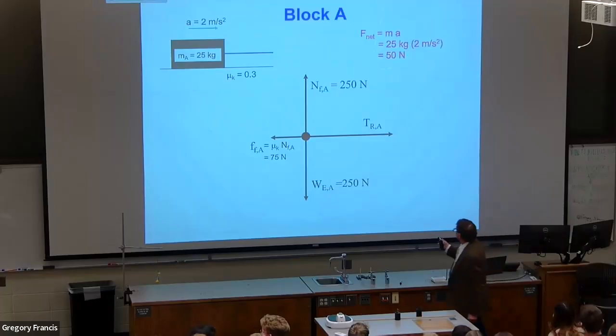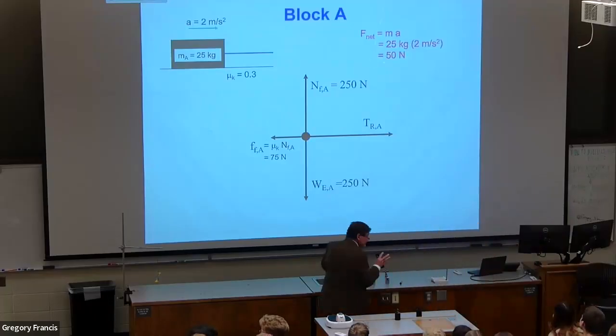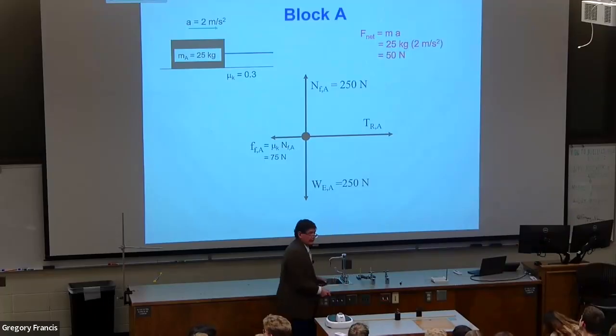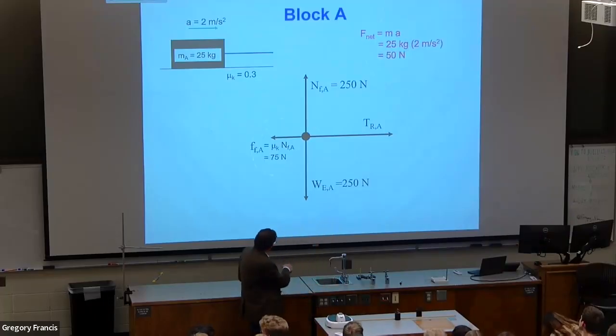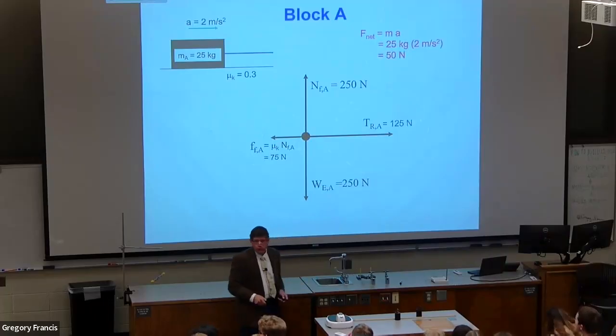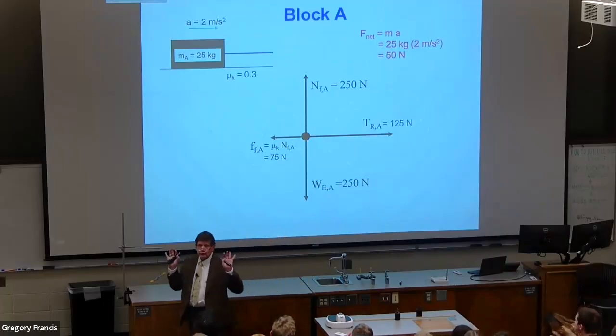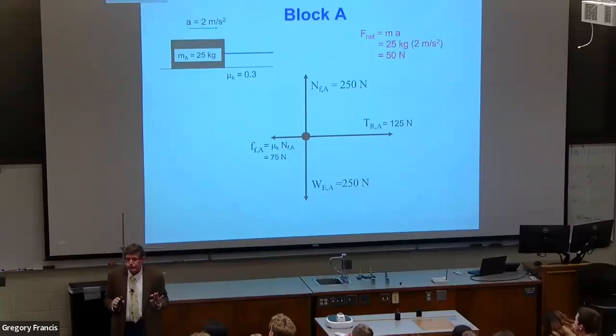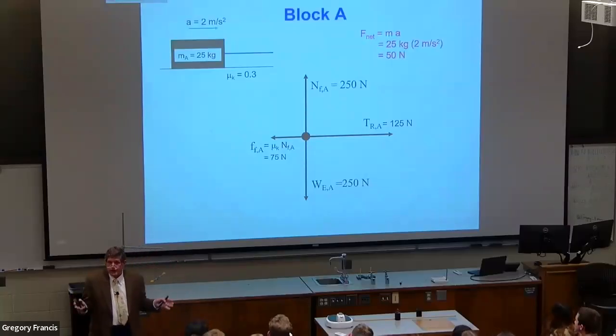Okay, so that means that I need 50 newtons more in the direction of the acceleration than I have in the other direction. So if I've got 75 newtons back, I need 75 plus 50, or 125, forward. And that was review. That had nothing to do with the hard kind of friction, the static friction.